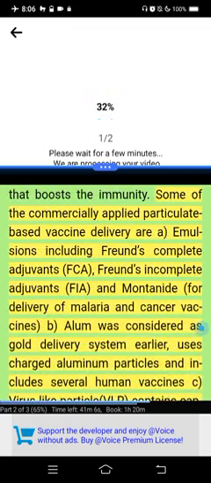Some of the commercially applied particulate-based vaccine delivery are: A. Emulsions, including Freund's complete adjuvant FCA, Freund's incomplete adjuvant FIA, and Montanide for delivery of malaria and cancer vaccines. B. Alum was considered as gold standard delivery system earlier. It uses charged aluminum particles and includes several human vaccines.